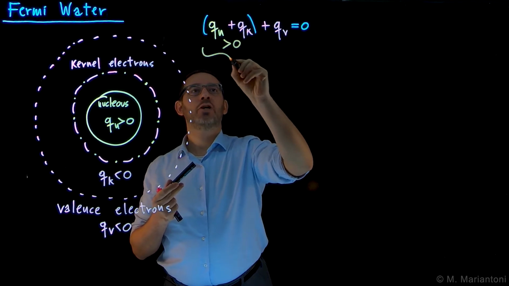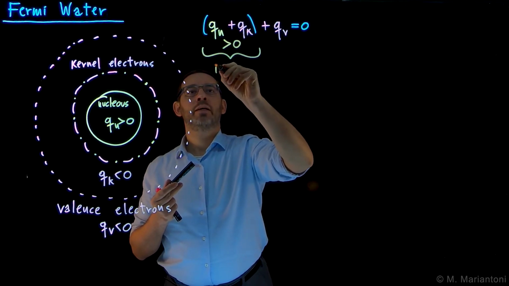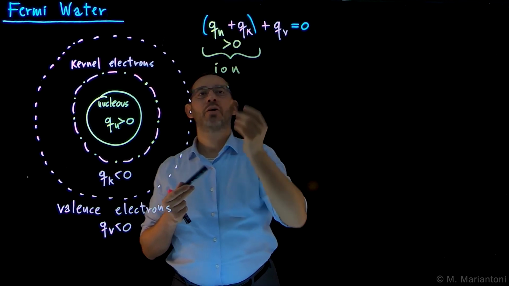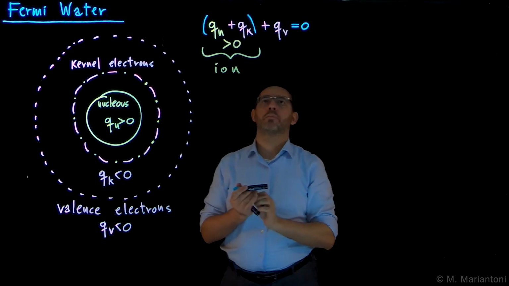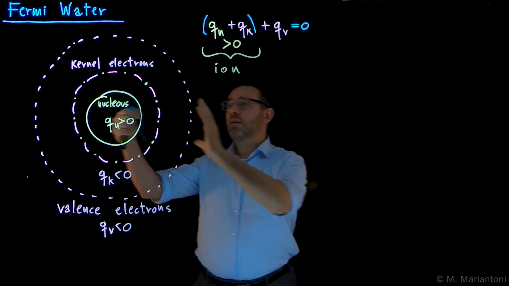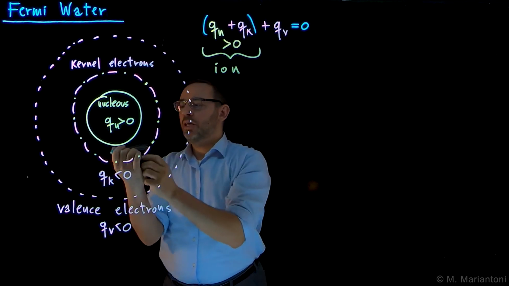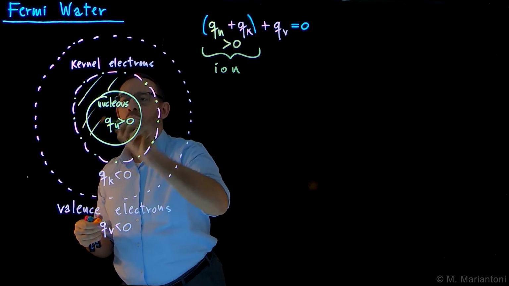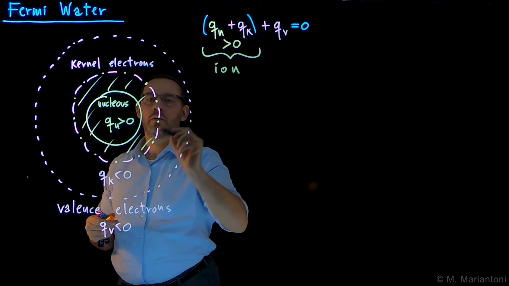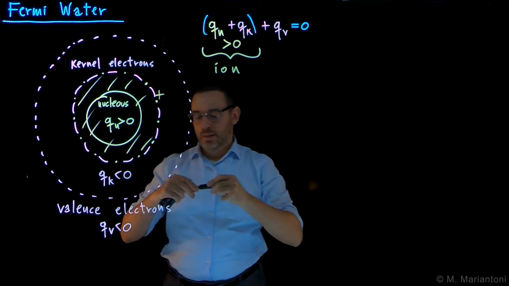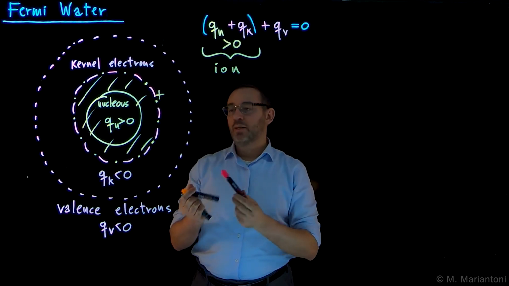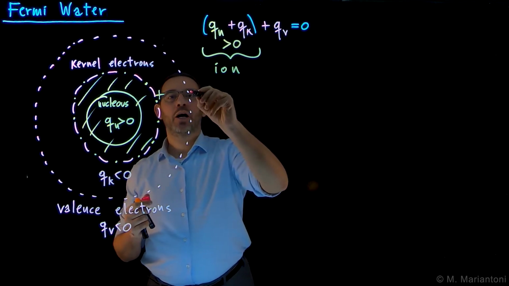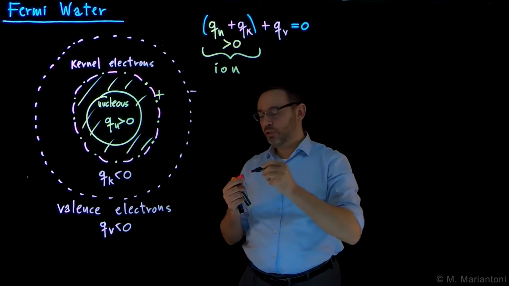And this positively charged quantity, we call it an ion. So an ion is positively charged. Okay. So we have an ion which is positively charged. This structure here, this is our ion, if you want, which is positively charged, and orbiting around it, loosely bound, negatively charged valence electrons with charge Qv.